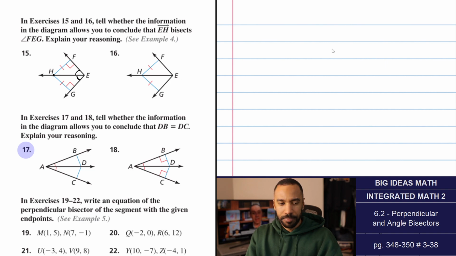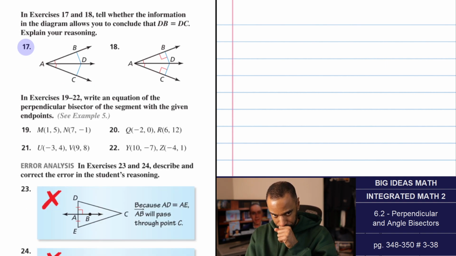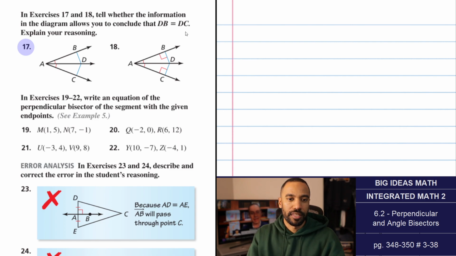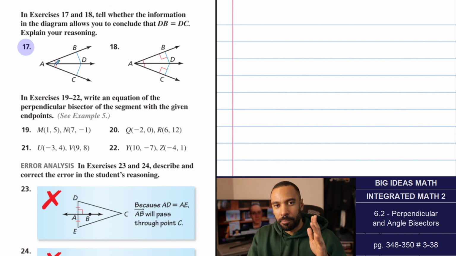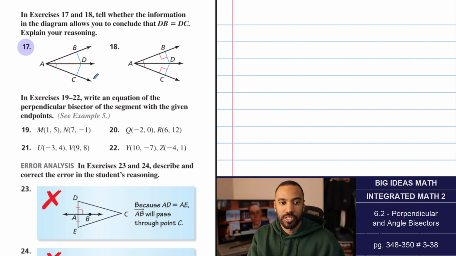Tell whether the information in the diagram allows you to conclude that the length of segment DB equals the length of segment DC. Explain your reasoning. Number 17 looks like it's falling under the same trap that number 16 did. What's the difference between number 17 and 18? The perpendicular symbols. And this is the all-telling thing that D is equidistant to the sides, because the perpendicular symbols are showing the shortest distance to the sides.